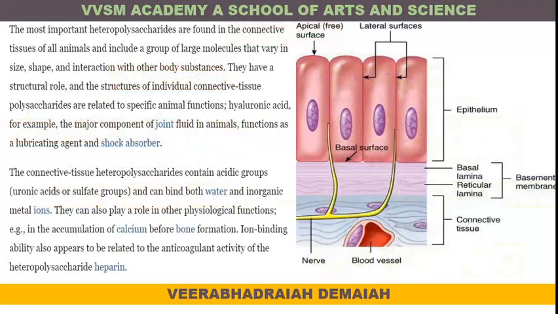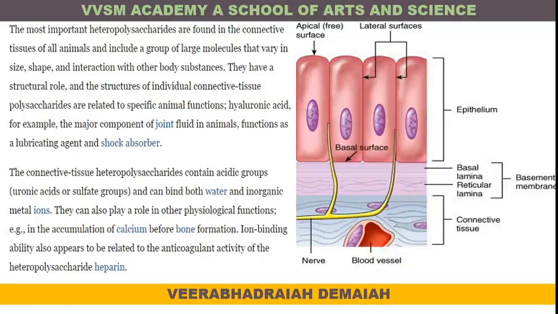Most importantly, heteropolysaccharides are found in the connective tissues of all animals and include a group of large molecules that vary in size, shape, and interaction with other body substances. They have a structural role, and the structures of the individual connective tissue polysaccharides are related to specific animal functions. That is important. For example, the major component of synovial fluid functions as a lubricating agent and shock absorber.